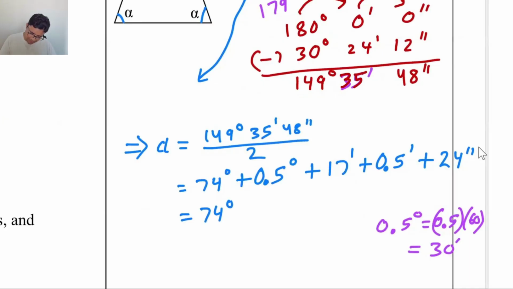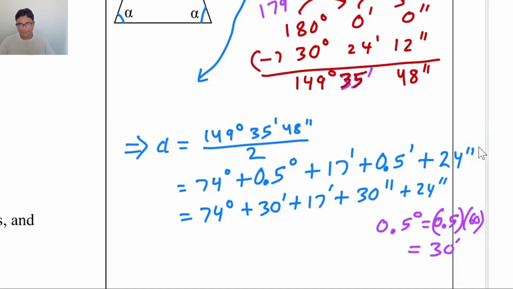Hence, plus 30 minutes plus 17 minutes. Similarly, plus 30 seconds and 24 seconds. And now you simplify: 74 degrees, 47 minutes, 54 seconds.